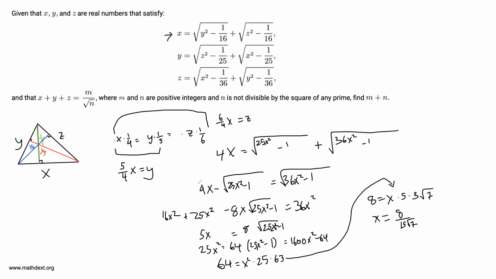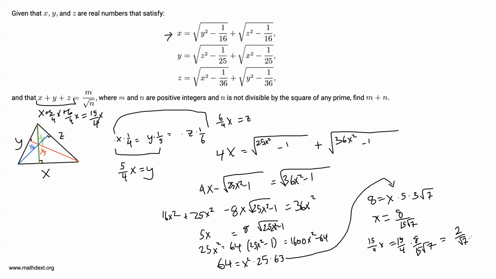And now for our last step, we have 5 over 4x equals y, 6 over 4x is equal to z, and we want to find x plus y plus z. And x plus y plus z is going to be equal to x plus 5 over 4x plus 6 over 4x equals 15 over 4x, which is what we want to find. So we just need to find 15 over 4x, which means we just multiply this thing by 15 over 4. And we get x plus y plus z is 15 over 4 times x, which is equal to 15 over 4 times 8 over 15 root 7, which is equal to 2 over root 7.